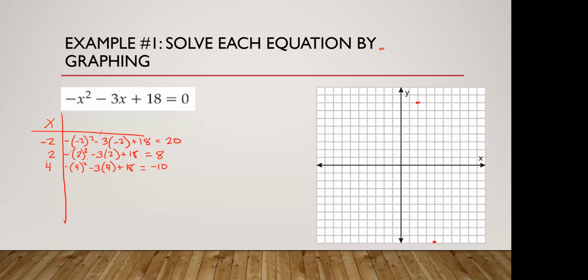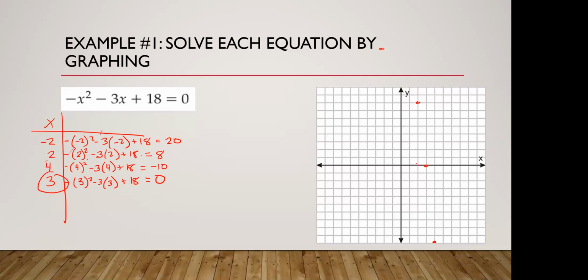So I'm going to see what happens at positive 3. I have negative, and then positive 3 squared minus 3 times 3 plus 18, and I end up getting 0. What do you know? At 3, it crosses the x-axis. So that is going to be one of my solutions.